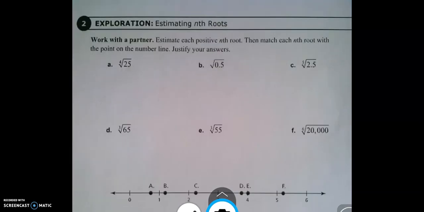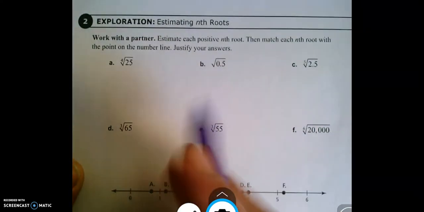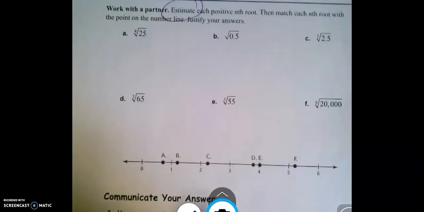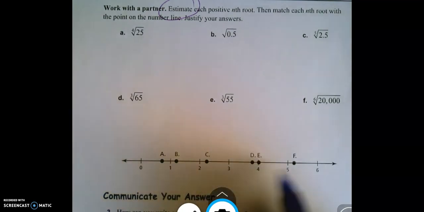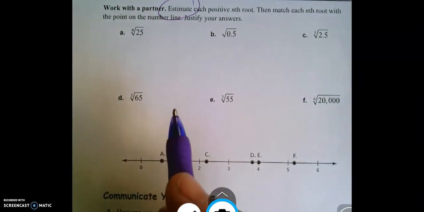All right, on the second part of this, second page of the journal, it has these ones, and again, usually I would do these with the calculator, but this time they want us to estimate. Okay? And then they have a point on the number line, so it's kind of useful. The third root of 55, where would it be? It would be somewhere on here. Okay, do we know where it is? Not yet, but we'll figure it out.